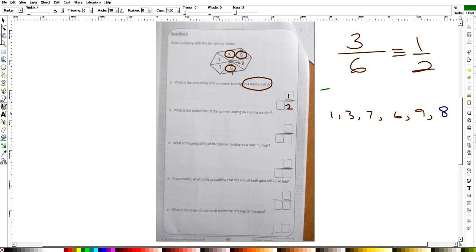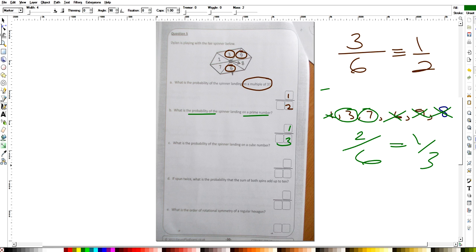Is 1 a prime number? No, because it only has 1 factor. Is 3 a prime number? Yes. Is 7 a prime number? Yes. Is 6 a prime number? No, because it divides by 1, 2, 3 and 6. So it has 4 factors and a prime number only has 2. 9? 8? No. So what is the probability of the spinner landing on a prime number? We've got 2 prime numbers out of 6, which is the same as a third if you cancel down. What is the probability of the spinner landing on a cube number?